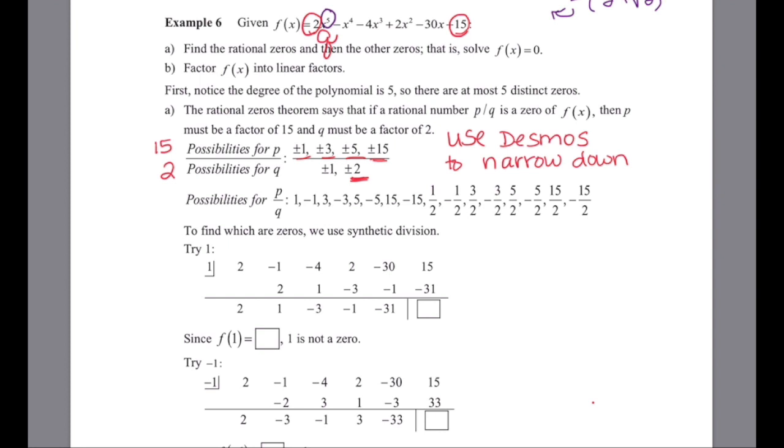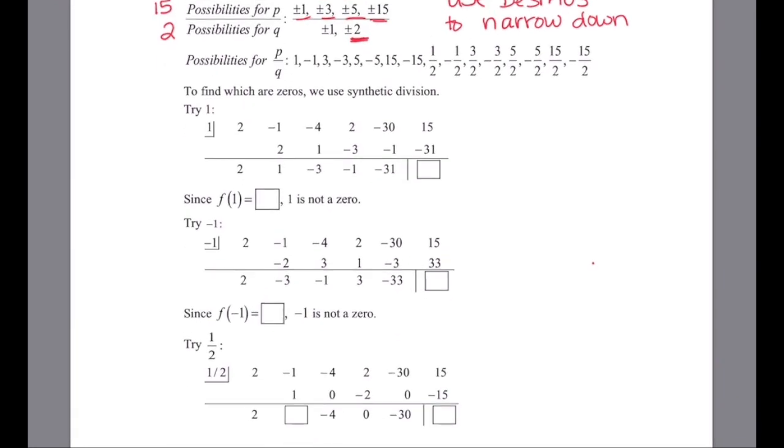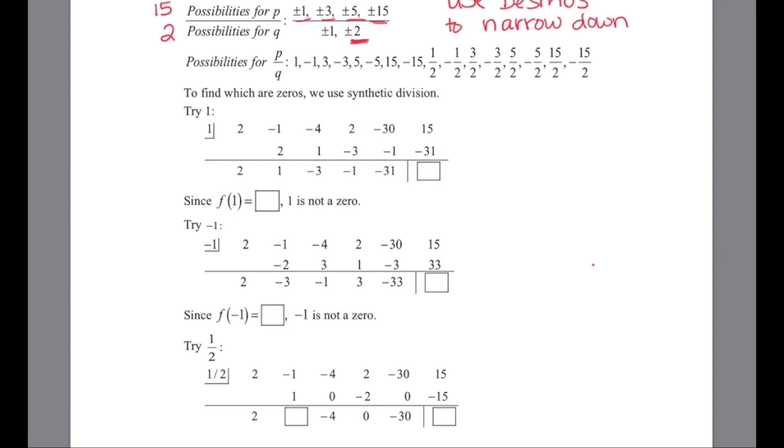But for the sake of practicing and trying things out, I'm going to start out with positive 1. I have my coefficients written here: 2, -1, -4, 2, -30, and 15. I bring down 2. 1 times 2 is 2. Add -1 to get 1, multiply to get 1, add -4 to get -3, multiply to get -3, add 2 to get -1, multiply to get -1, add -30 to get -31, multiply to get -31, and I get -16. Right off the bat, I know that 1 is not a 0 because the remainder is not equal to 0.